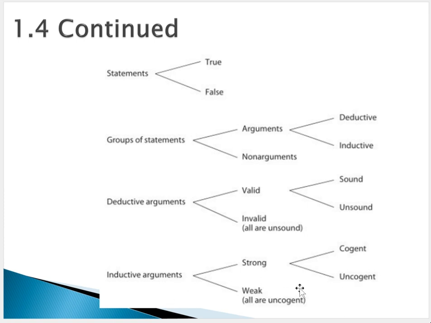Strong arguments can be cogent or uncogent. If it's weak, it's always uncogent. If they're invalid, they're always unsound. So I found this flowchart that your book had to be really, really helpful.